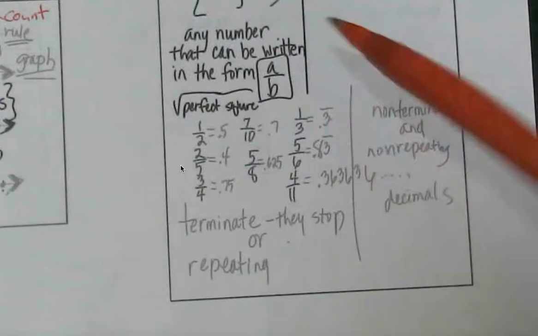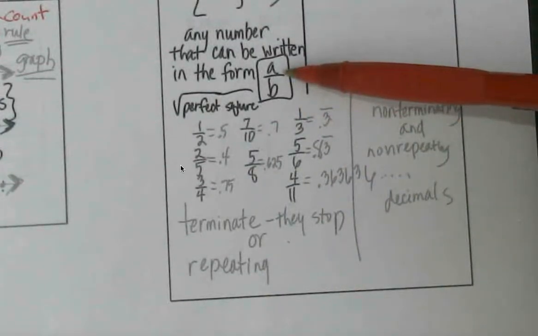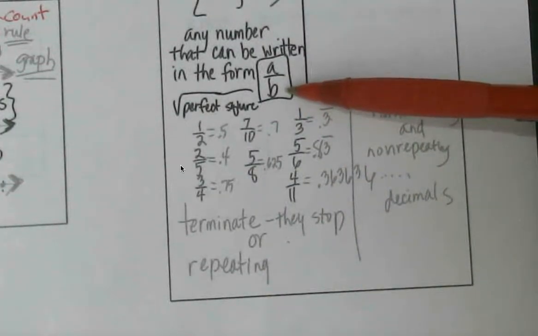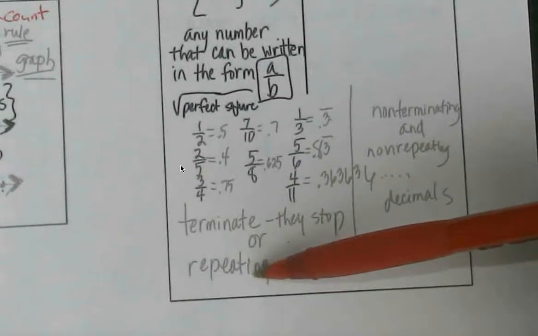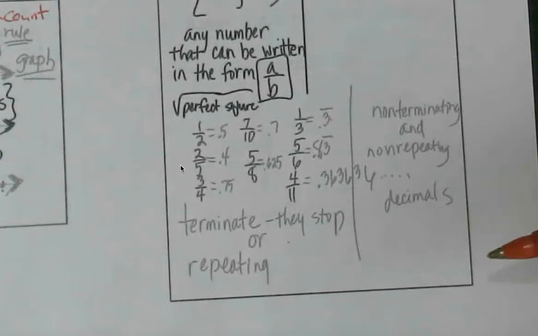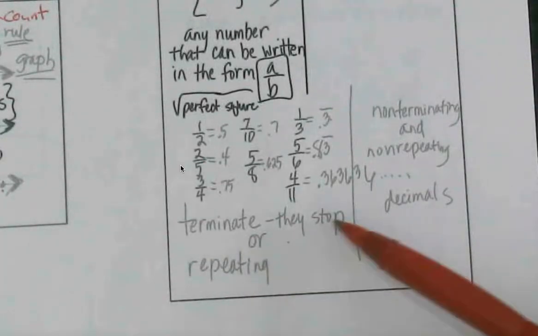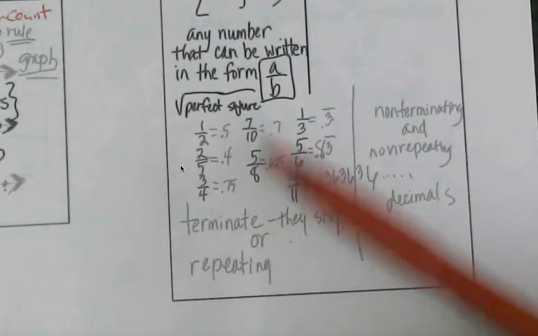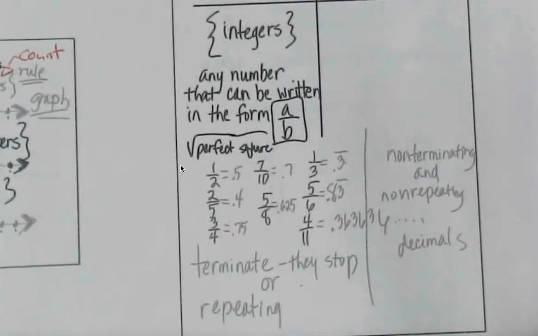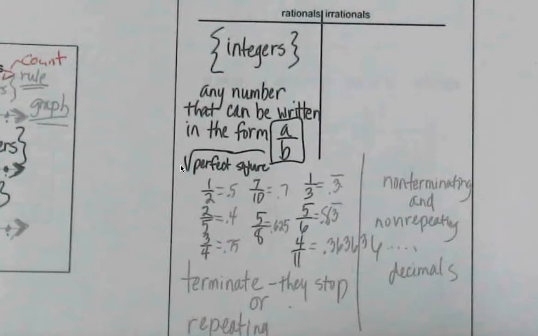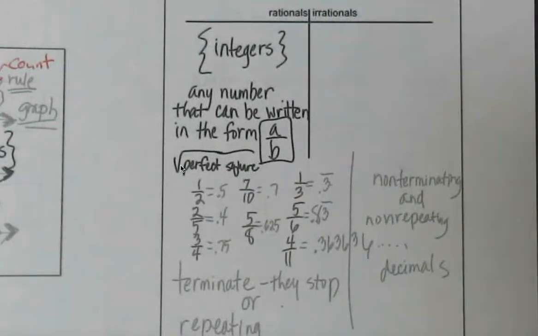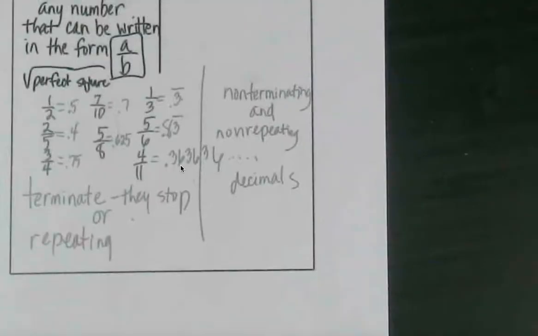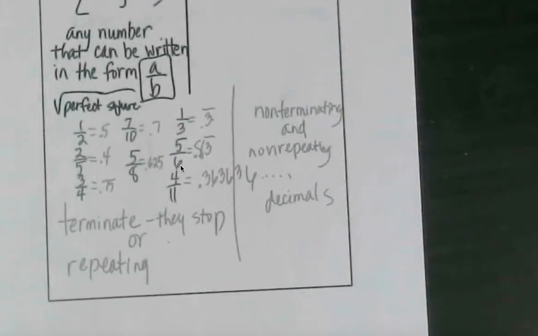So if we can write a fraction format like this, and the decimal terminates, it stops, or it's repeating, it's considered rational. And chances are we could write it as a fraction. Sometimes this can be tricky, but it makes sense. Whereas irrational, this can be non-terminating and non-repeating numbers.